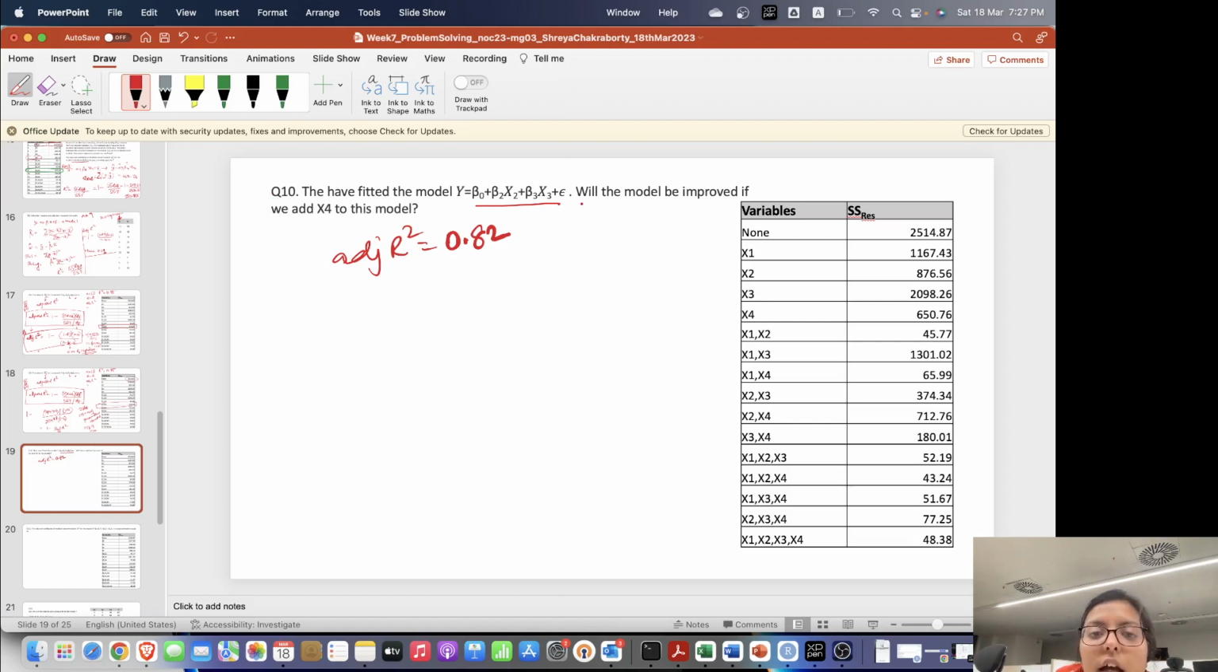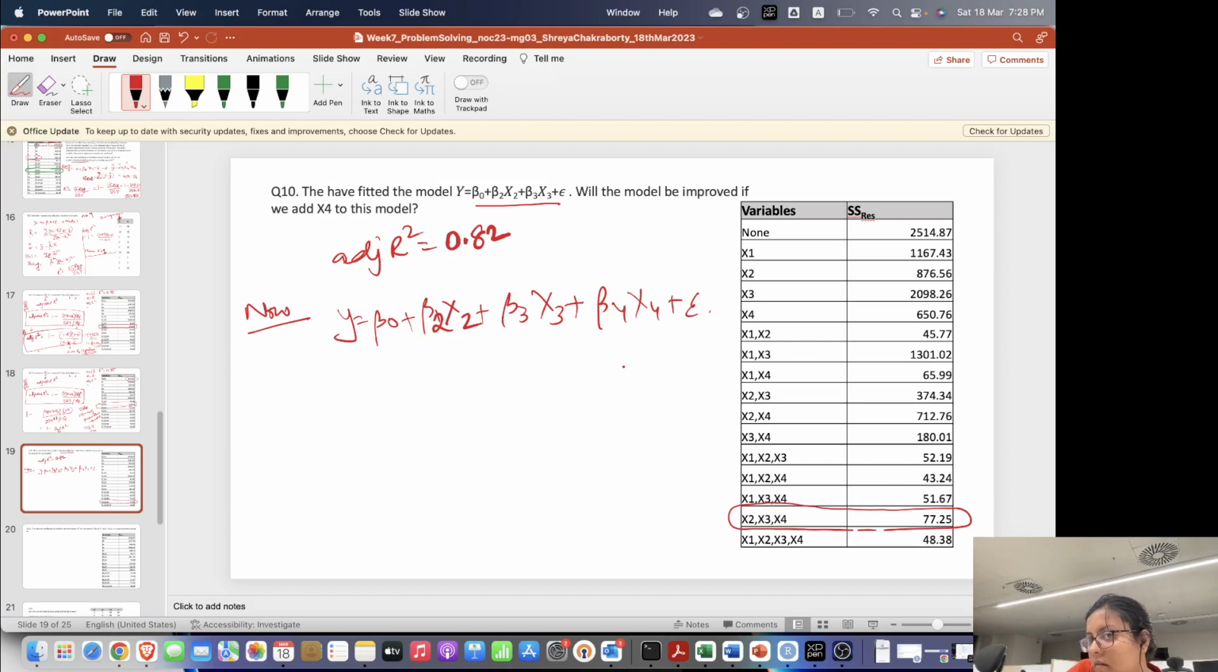Okay. Now we want to know if the model is improved if we add x4 to this model. So currently we are going to add x4 to the model. So we will be focusing on x2, x3 and x4. Now we will have y equal to beta naught plus beta 2 x2 plus beta 3 x3 plus beta 4 x4 plus epsilon. So then here k becomes 1, 2, 3.